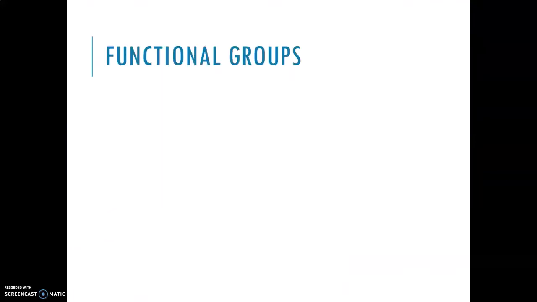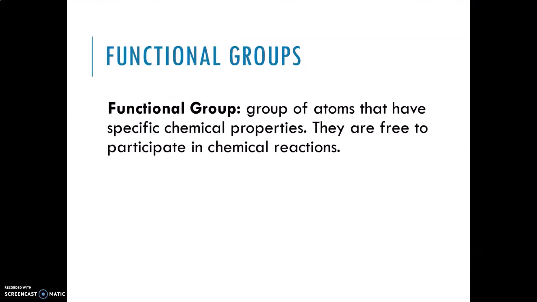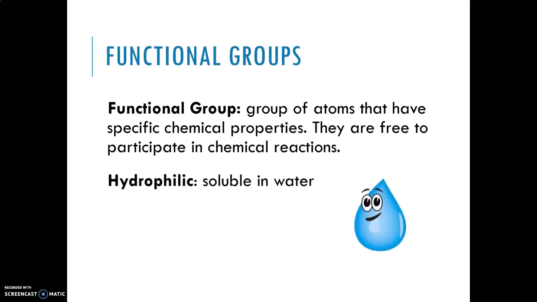So to begin with, let's define what is a functional group anyway. Basically, a functional group is just a group of atoms that when they are all bonded together, they have specific chemical properties. And these chemical properties are going to dictate how a molecule is going to react inside of a cell. This will dictate how the molecule participates in different chemical reactions. So it's important to be able to recognize them so that you can understand chemical properties of a molecule.